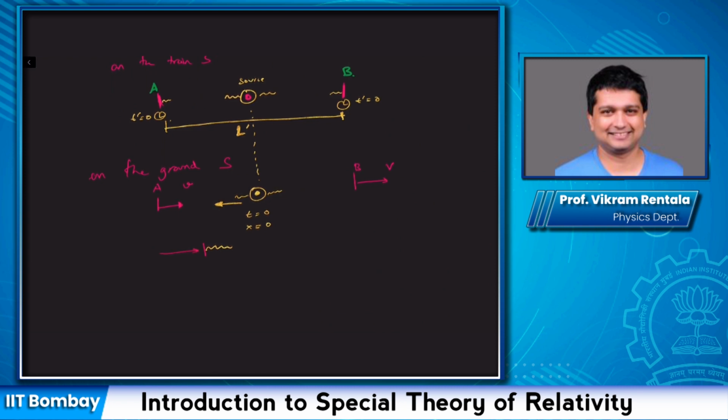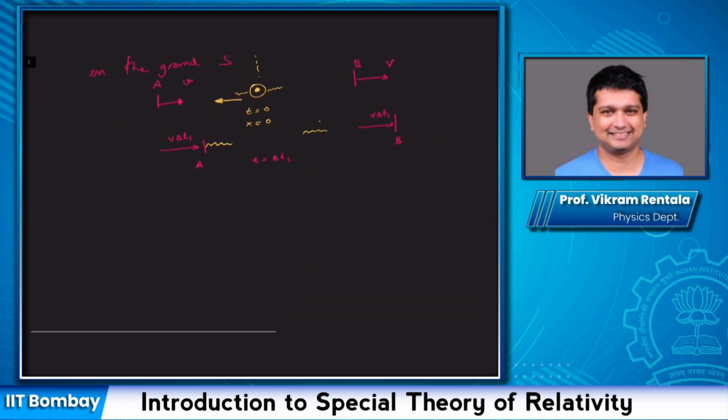At this same instant of time, A has moved a distance V times delta T1, where this is at a time t is equal to delta T1. And the detector B has also moved ahead by an amount V delta T1. And since the light signals are traveling at the speed of light, as seen both by the observers on the train as well as by the observers on the ground, the light beam would still not have caught up with B. And it would only be later that the light signal will actually catch up with the clock at B.